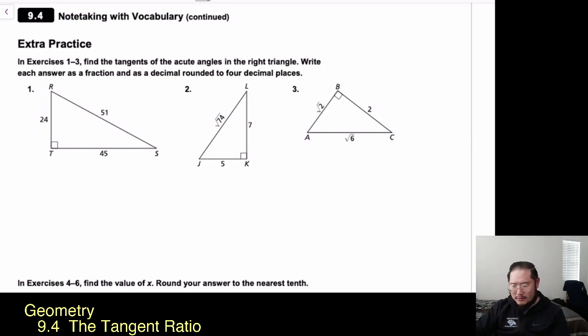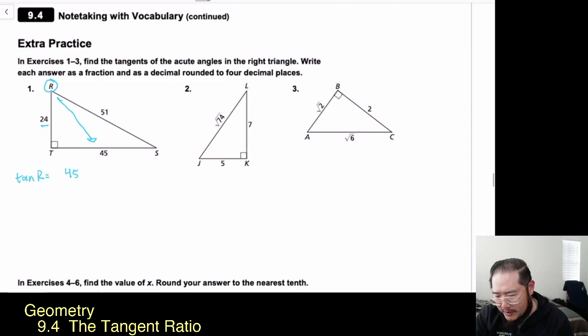Let's take a look at number 1. We're supposed to find the tangents of the acute angles in the right triangle and then write each answer as a fraction and as a decimal. So remember, let's start with R. We're going to say tangent of R is equal to the opposite over adjacent. The opposite of that angle would be 45. The adjacent right there would be 24.